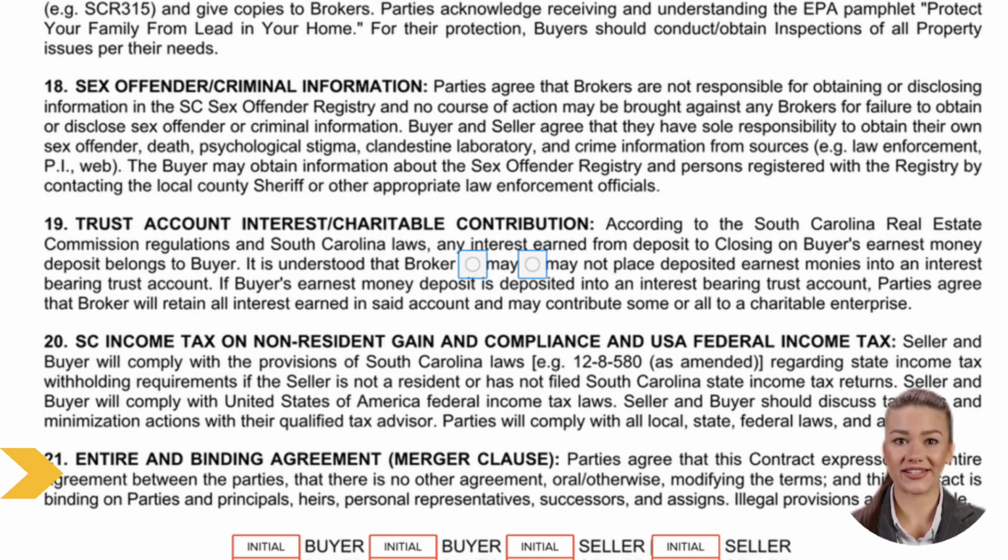Section 21 states that all parties acknowledge that the contract expresses the entire agreement and that no other agreements exist to modify these terms. Basically, if something is not listed in this contract, it does not apply. Make sure all changes to this contract are in writing and dated.